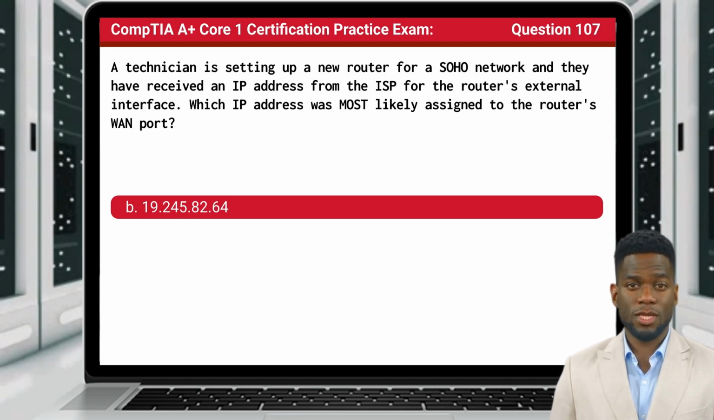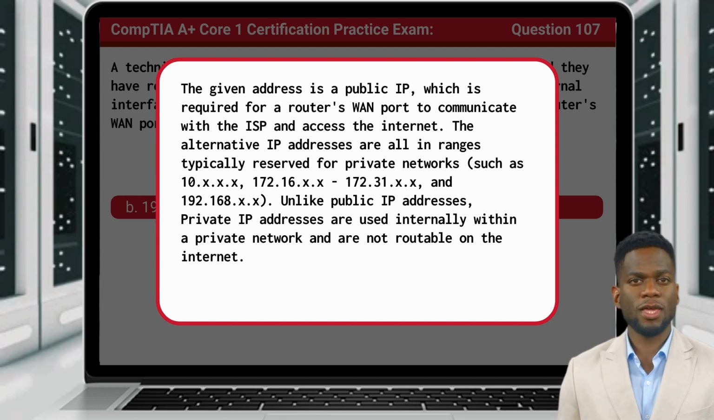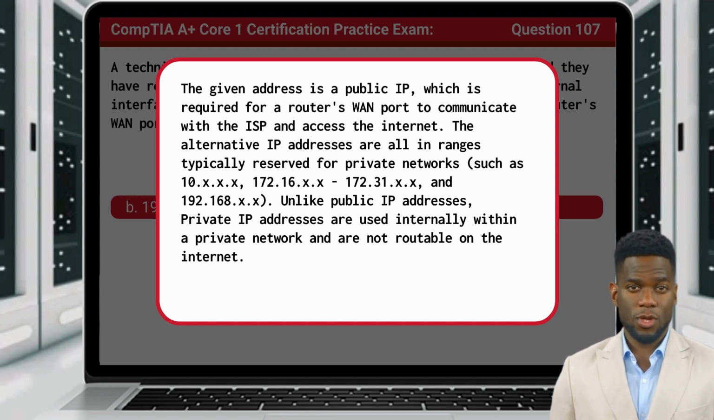The answer is B. 19.245.82.64. The given address is a public IP, which is required for a router's WAN port to communicate with the ISP and access the internet. The alternative IP addresses are all in ranges typically reserved for private networks. Unlike public IP addresses, private IP addresses are used internally within a private network and are not routable on the internet.